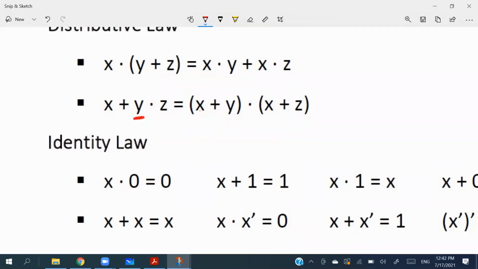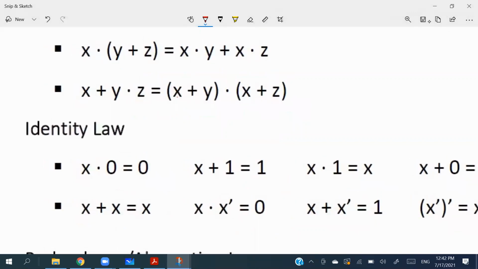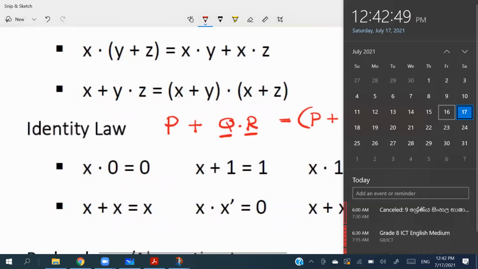Shall I go with another example? Right, I'm taking the example like this. Let's say P plus Q dot R. Now I can write this. First I write P plus. P plus. Right, and I'm taking this Q over here and I'm taking this R over here.